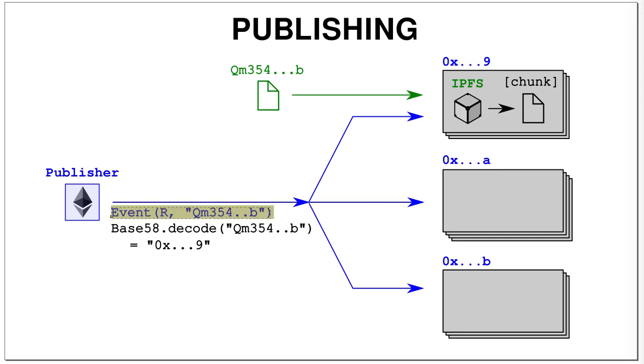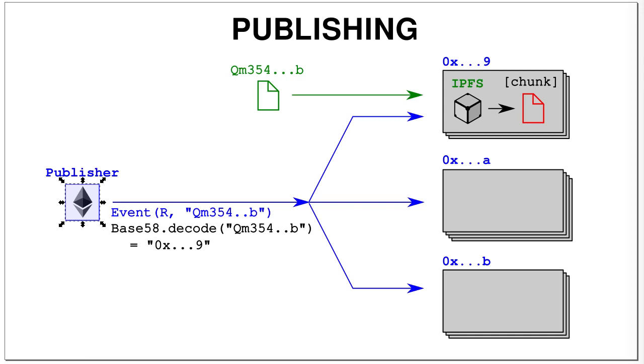Now, when an event is published, each miner converts the base 58 encoded hash value to hex and checks the last digit. For the example, pretend that our hash decodes to something ending in a 9. So every miner whose Ethereum address ends in 9 will use IPFS to download that chunk. So when we're in steady state operation, each miner in a group will end up storing an identical set of chunks, and each miner stores 1/16 of the total overall file set.